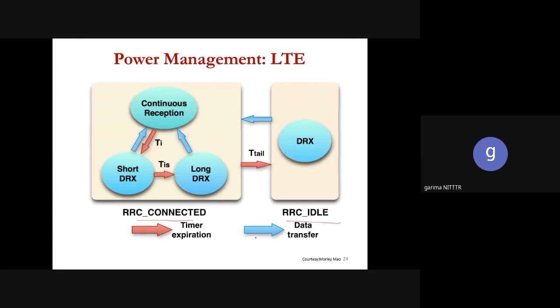This blue is showing data transfer. It means you have two types of DRX: short DRX and long DRX. So from long DRX to continuous reception, it means you are moving towards data transfer. Then from continuous reception to short DRX, when you have timer expiration, you move towards a shorter duration. Then if the shorter duration timer expires, you can move towards long DRX. So you have a cycle from continuous reception to RRC connected.